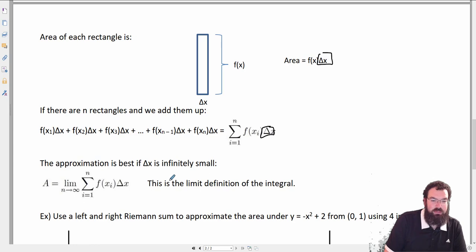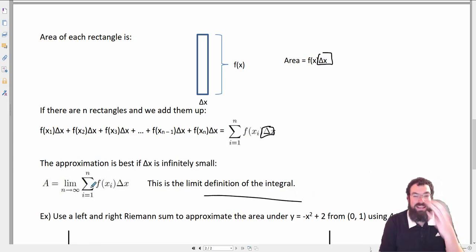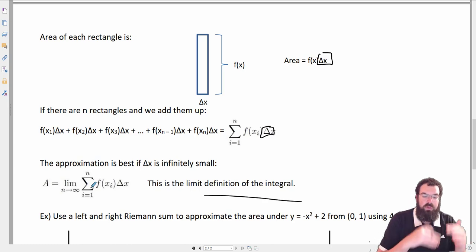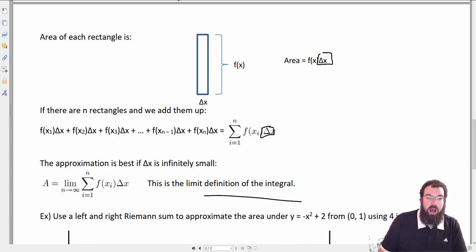All right, so that's just the limit definition of an integral. We didn't really talk about that in AB. We don't really need it in BC, but that's kind of where that integration comes from and kind of why that notation is used. Okay.